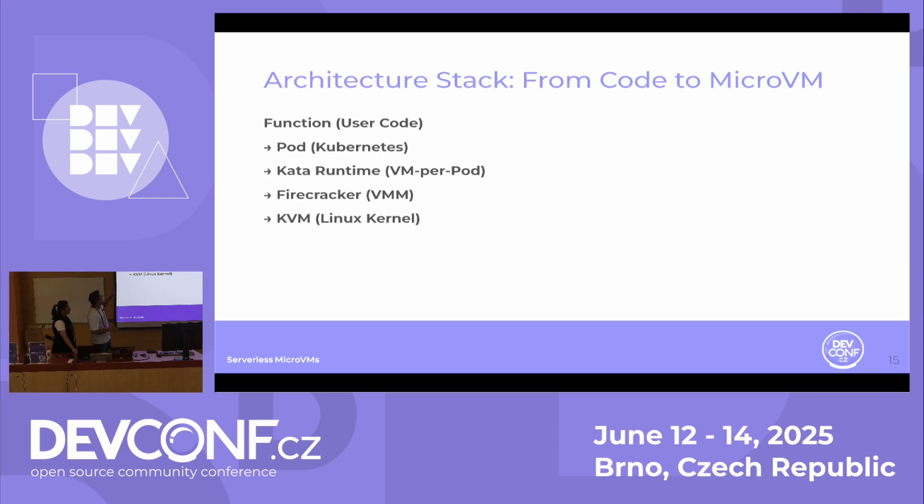First we create our function, which is nothing but a Knative function. After that it is deployed inside the pod. It is using the Kata container runtime, and in the background, as we read, it uses Firecracker, which is nothing but a VM monitor. And in the background it is using the Linux kernel, which is KVM.